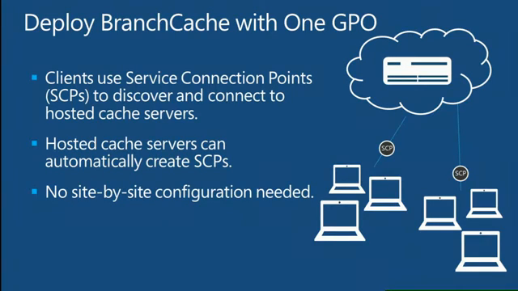Now, you can deploy BranchCache in such a way that you tell your clients, try and find a cache server. If you find one locally, use it. If you don't, go peer-to-peer. Use distributed cache mode. So you put those two settings together, you deploy one group policy object, and the clients in your enterprise just figure out what to do.